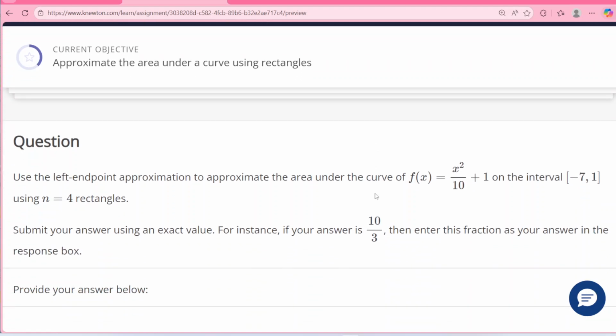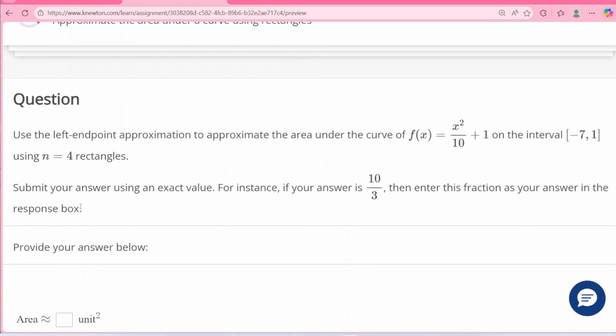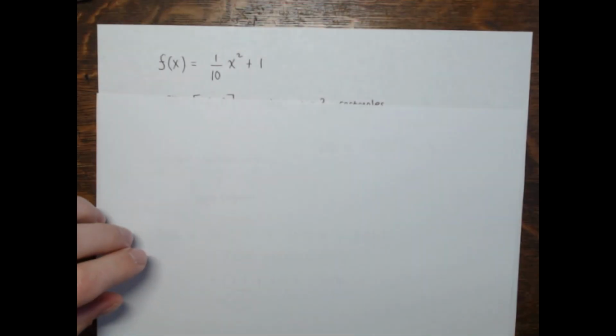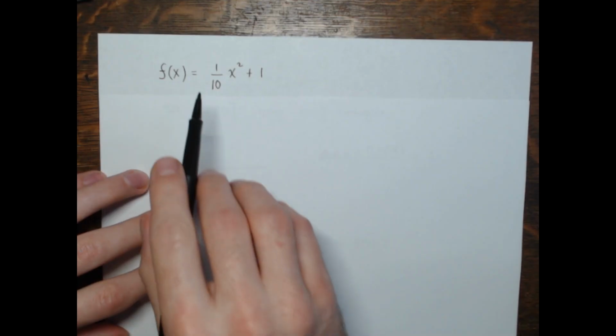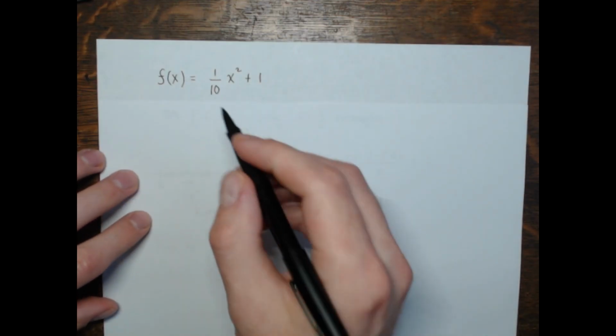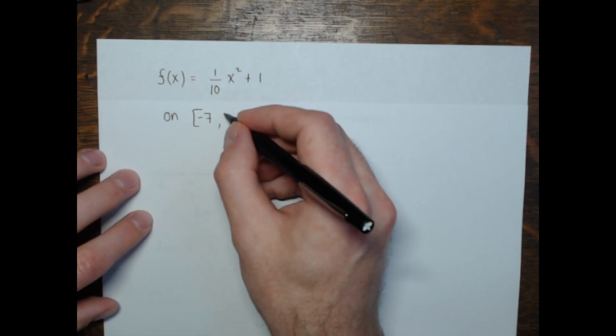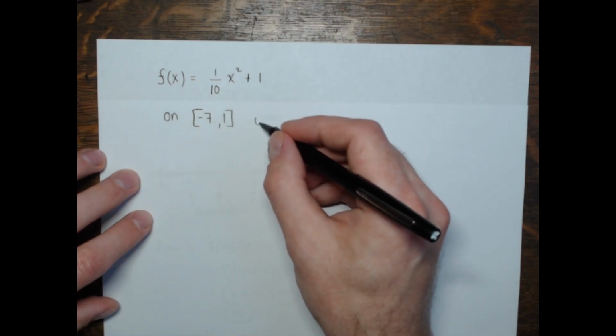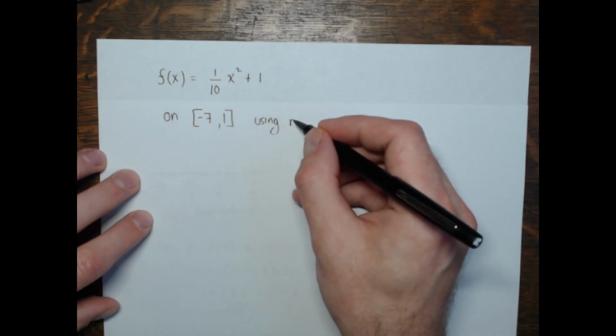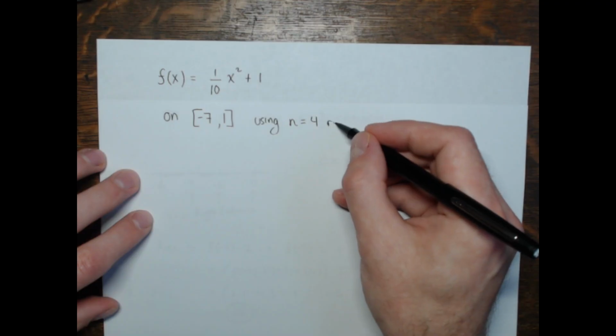All right, so this is pretty similar, it's the same function, but over a different interval and with a different number of rectangles. All right, so let's keep the function up. So it's the same function as last time, right? F of x is 1/10 x squared plus 1. But now we're on the interval from -7 to 1 using n equals 4 rectangles.